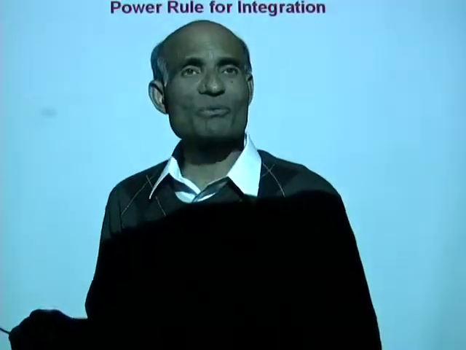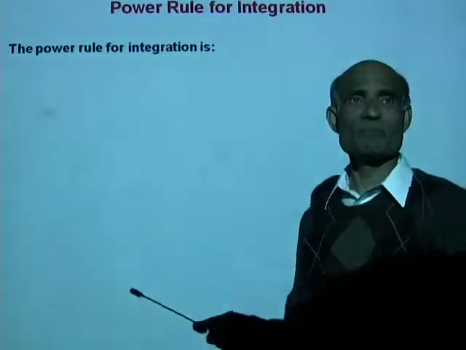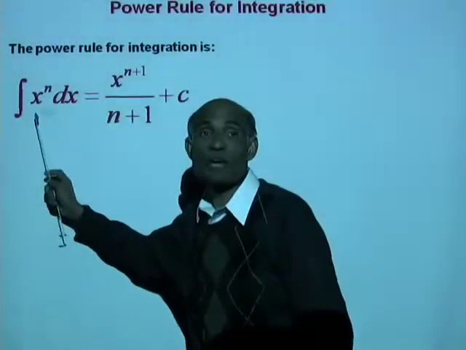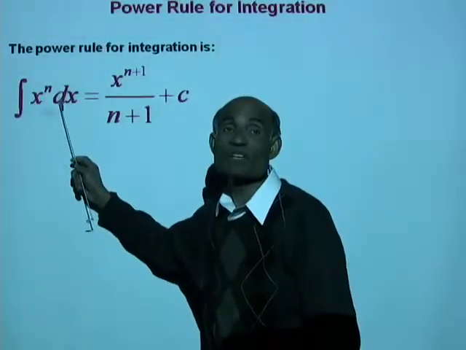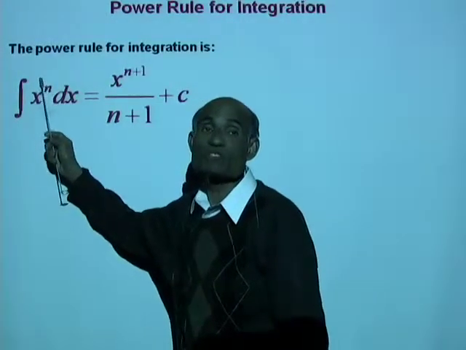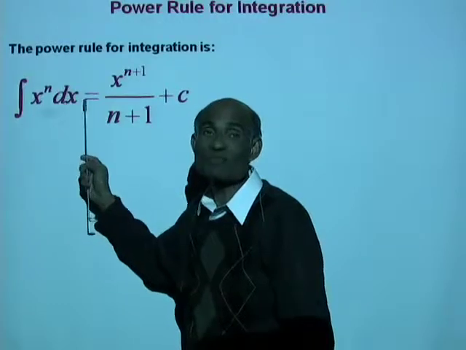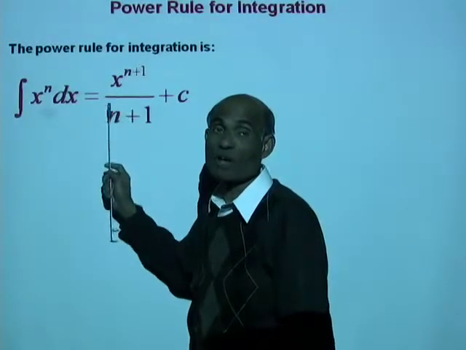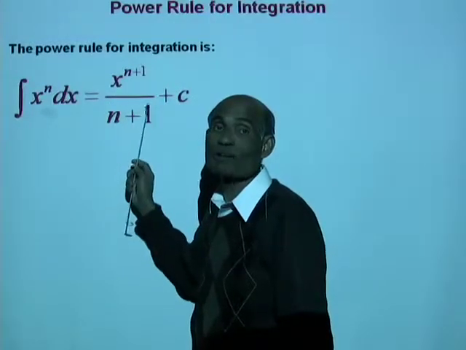In other words, the power rule will be opposite to the power rule of the derivative. So you can imagine how the power rule is going to look. The power rule for integration is the integral of x to the power of n dx. In other words, x to the power of n integrated with respect to x will give you x to the power of n plus 1 over n plus 1, plus c.